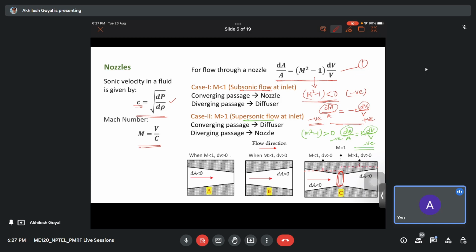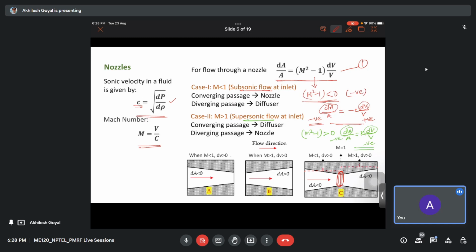So in the case of this third figure C, you can see that when the velocity of fluid is less than sonic velocity, meaning it is a subsonic flow, we are using a converging passage that works as a nozzle. At this middle point, the velocity becomes sonic velocity, and to go further we are using a diverging passage that works as a nozzle for supersonic flow.